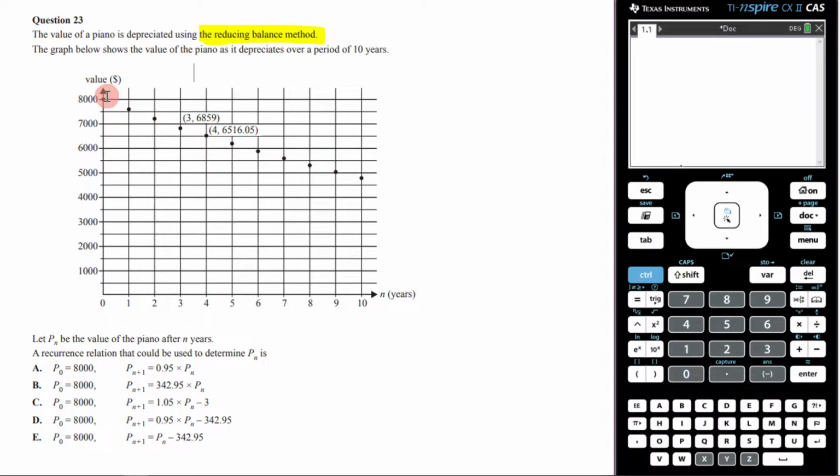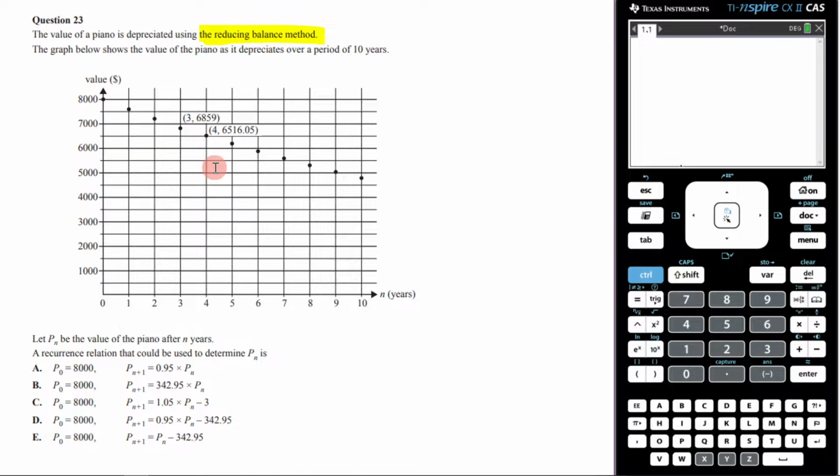Now this does look like it's linear, but it's not, because if it's the reducing balance method, that means it's going to be geometric. In other words, it's depreciating by some percentage each year. So as you can see, each year is depreciating, and what we've got to figure out is what is the percentage it's decreasing each year. In order to answer this question here, let P of n be the value of the piano after n years. A recurrence relation that could be used to determine P of n is which of the following.